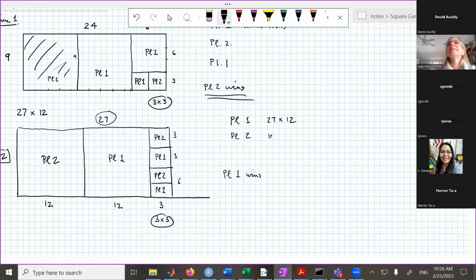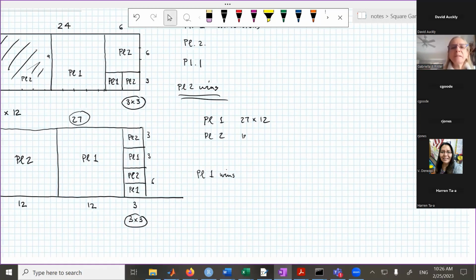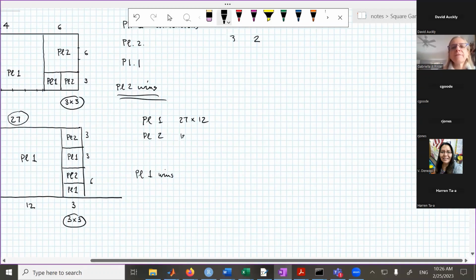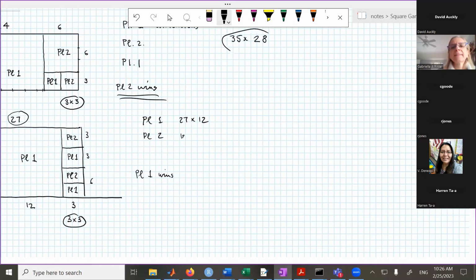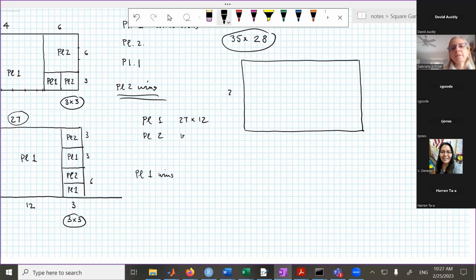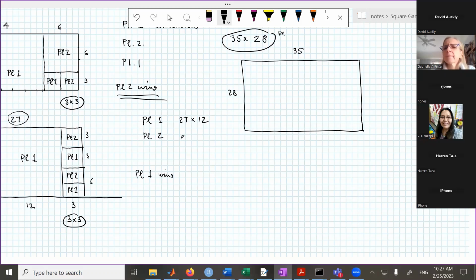Okay, 35x28, nice, okay. So if we do 35x28. So 28, 35. So this is player 1's choice, right? So player 2 draws in the first square. What's the size?